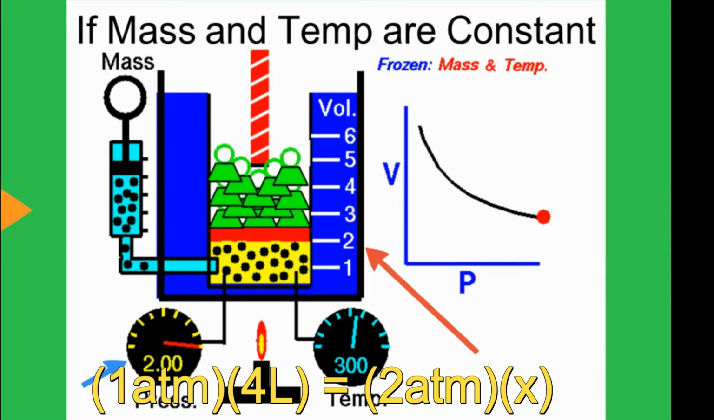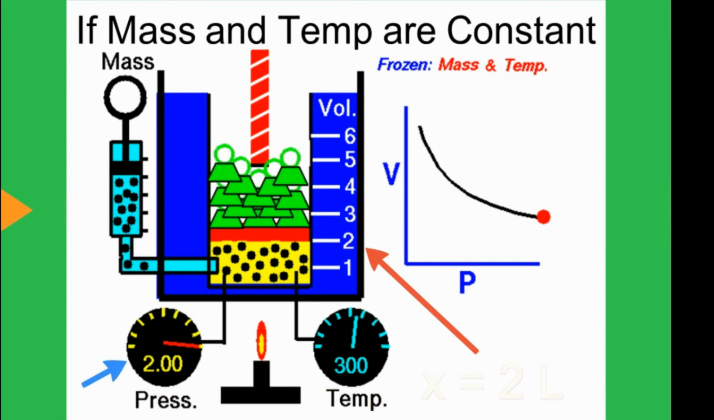So what else do you do? You divide by 2 ATM on both sides. What cancels out when you divide? The ATM cancels out. 2 will go into 4 how many times? 2. And you're going to be looking at 2 L equals X, so you plug that in. This is just algebra. That's all this is. Simple.